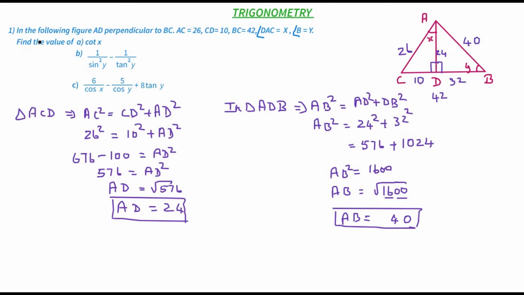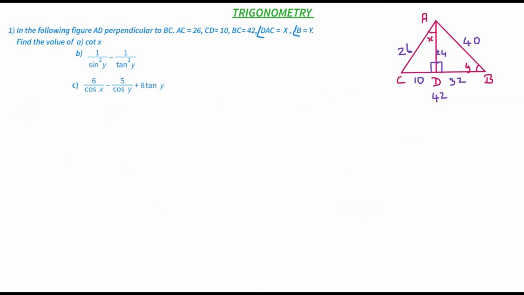Now we have to find what is cot x, what is 1 by sine square y minus 1 by tan square y, and 6 cos x minus 5 cos y plus 8 tan y. So let's find out that. Let me remove this so that we can start doing our questions. So now we know the values of the sides. So now let's start doing the question.